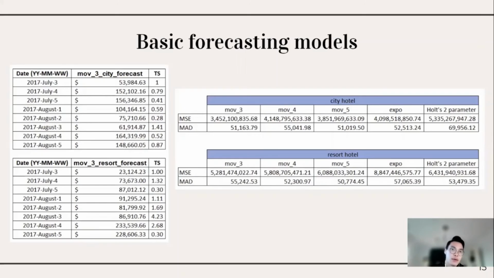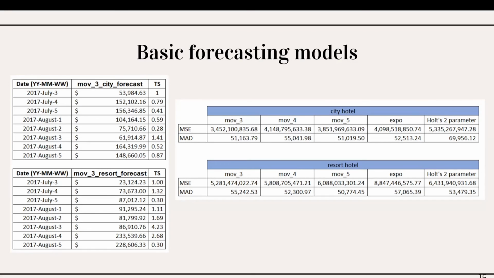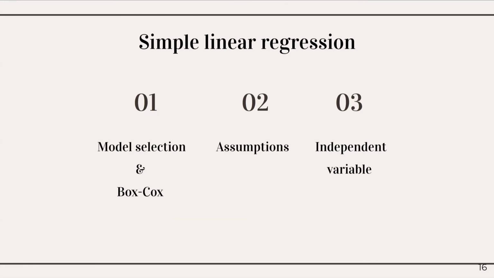For resort hotels, however, the revenue is significantly lower during the 3rd week of July compared to the other weeks forecasted. For the simple linear regression analysis, we concluded 3 things. First, we used the best subsets algorithm and the Box-Cox transformation to determine that the independent variable that contributed in explaining the variation in weekly resort revenue was the weekly number of guests.